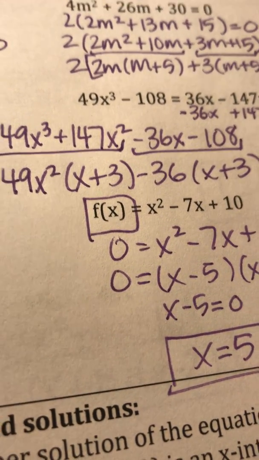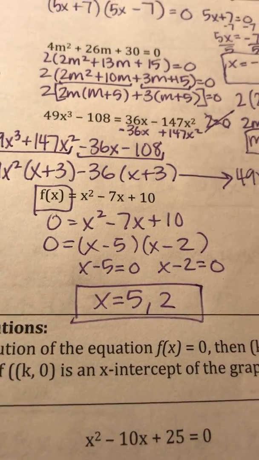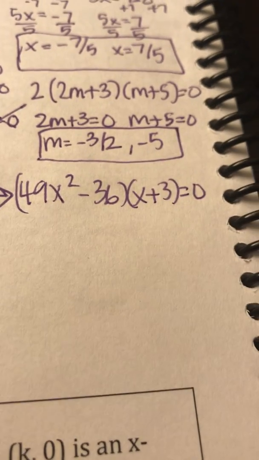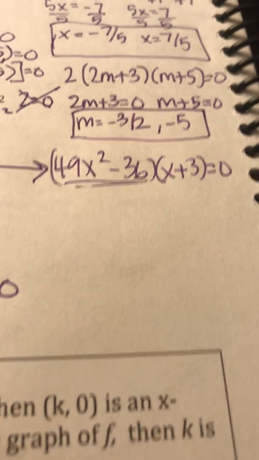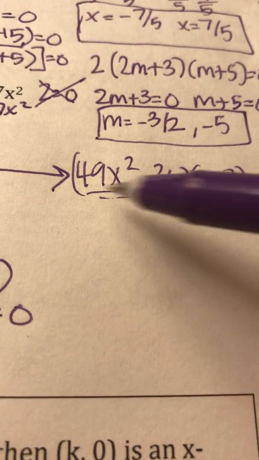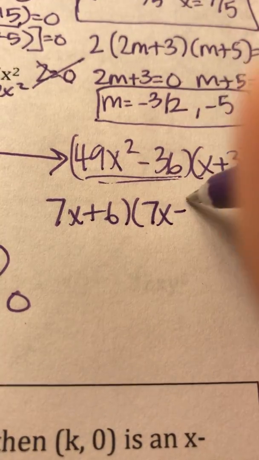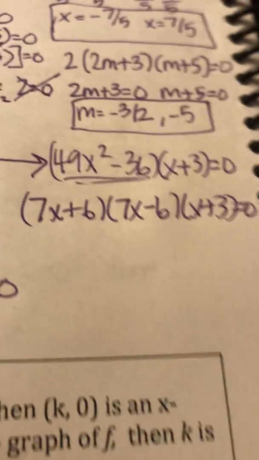Okay, I'm going to go over here. I have 49x squared minus 36, and I have x plus 3 equals 0. Now, if you're looking at this and you're saying, that looks a little bit familiar, you are 100% correct. This is a difference of squares. So here we have 7x plus 6, 7x minus 6, and x plus 3. All of that equals 0.